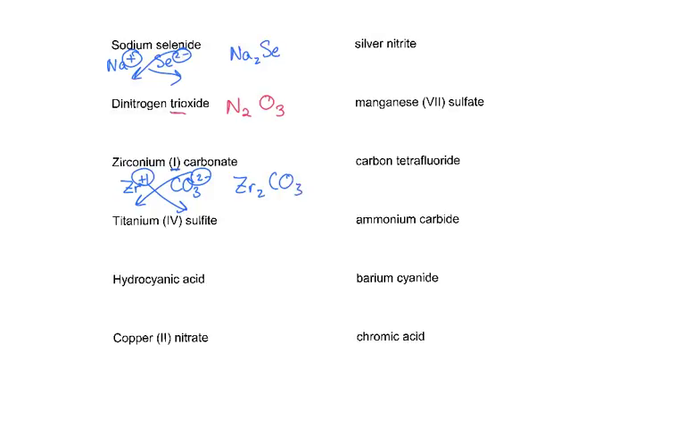Titanium(IV) sulfite. This is ionic, so we need to balance out our charges. Titanium is Ti. This tells us it's +4. Sulfite is SO3 2-. So we can switch and reduce. So it'd be Ti(SO3)2.